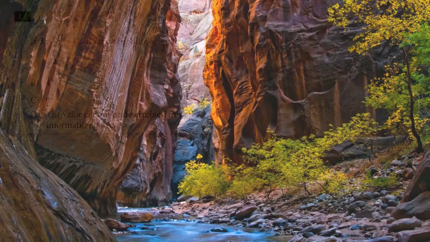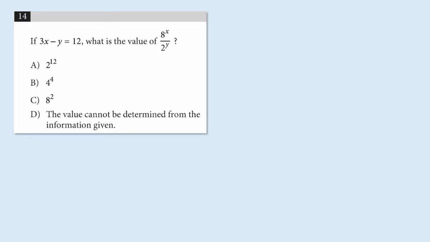Great job. Let's have a look at this multiple choice problem from the College Board. It says, if 3x minus y equals 12, what's the value of 8 to the x power over 2 to the y power? And I have 4 choices there. So give it a try. Do your best. It's okay if you don't know what to do. If you're not sure, you can go ahead and just make a guess. And we'll have a look at it together in about a minute.